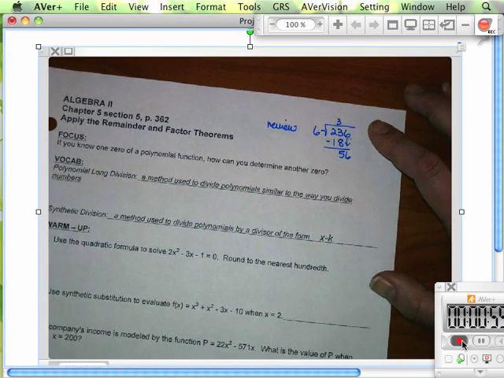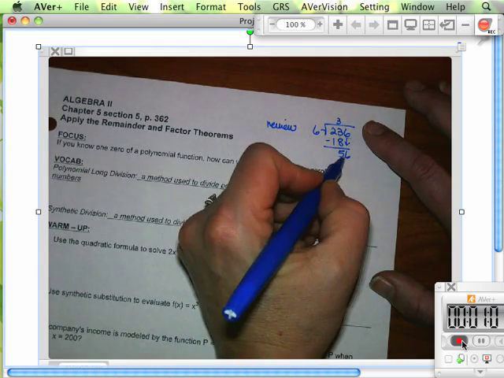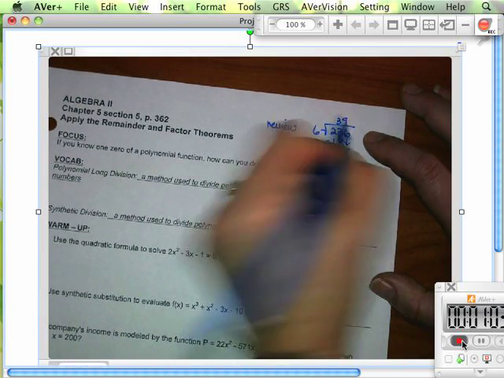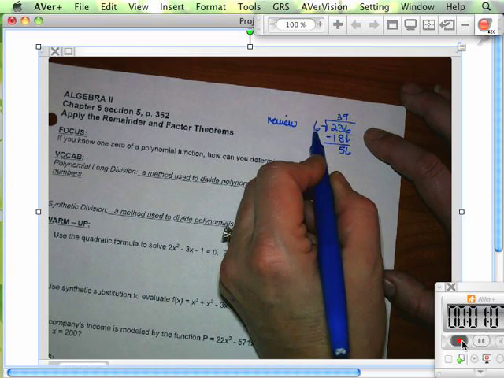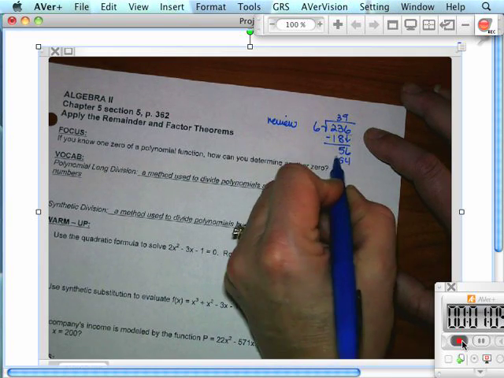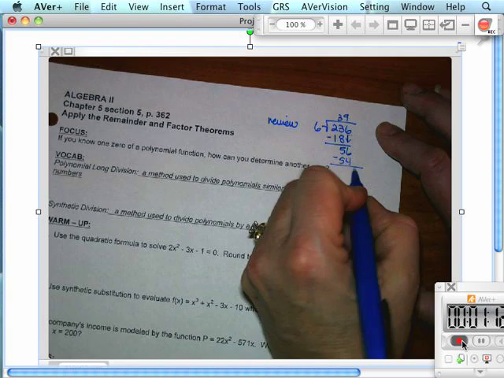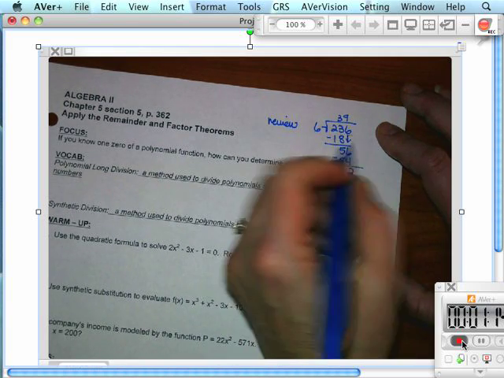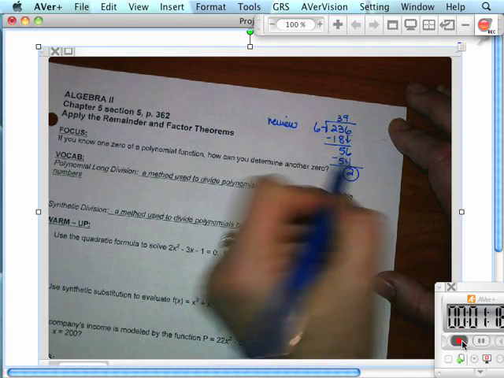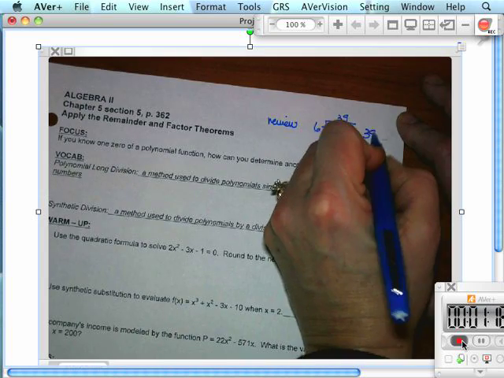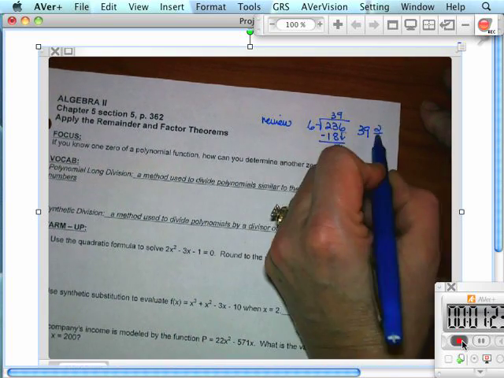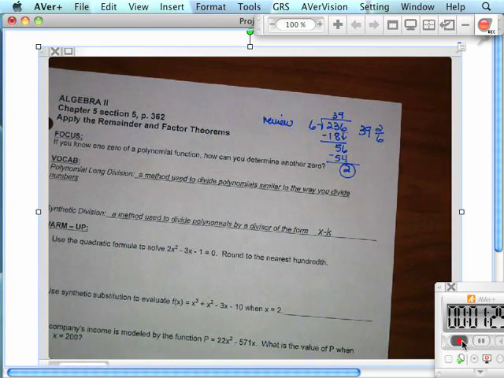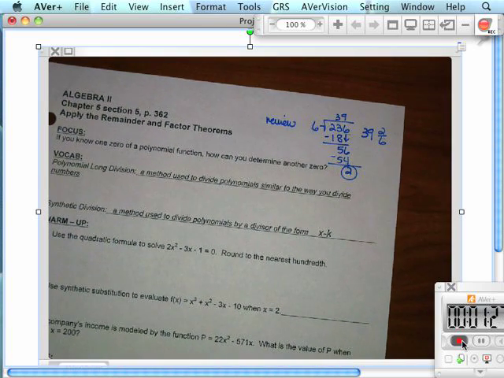And I say, okay, how many times does 6 go into 56? It's 9 times. 9 times 6 is 54. So I'm going to take 54 away from there, and I have a remainder of 2. There's nothing left here, so let's just leave this as a remainder. I would write my answer as 39 and my remainder over what I was dividing by. That's how you write your answer, and that's how we're going to apply that to polynomial division in a little bit.